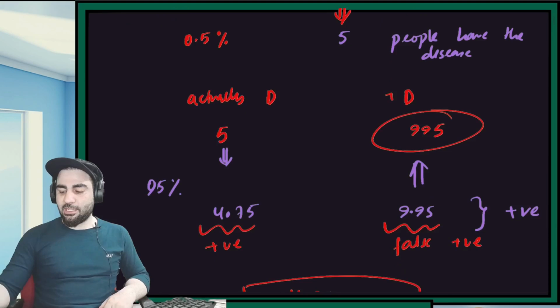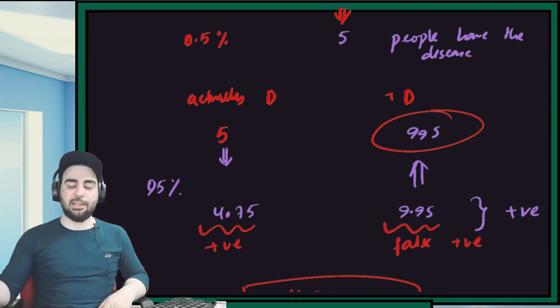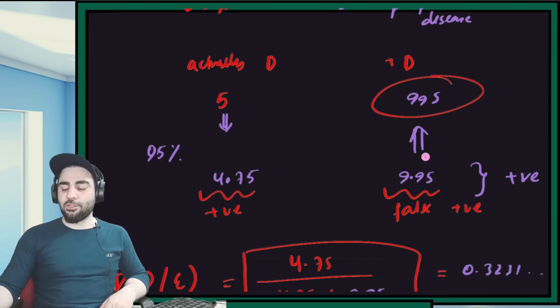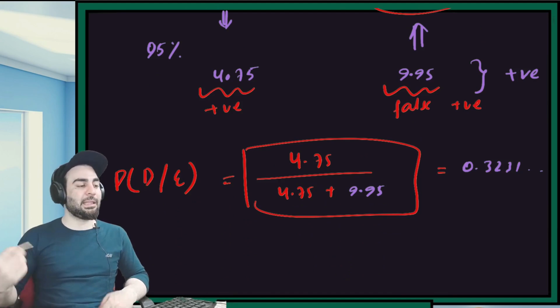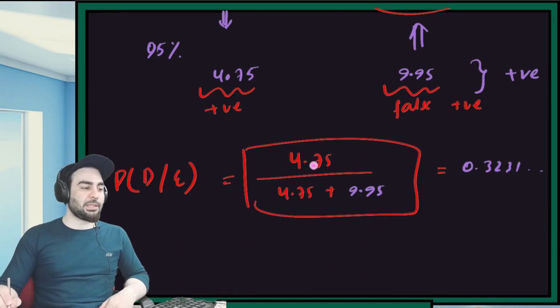The calculation mistake that we made was over here. It was written 9995, so it is actually 995. So now the false positive rate is 9.95. Now if you see, the probability of disease given that the test was positive is 4.75 divided by 4.75 plus 9.95. This exactly comes out to be the number that we got from the Bayes theorem.